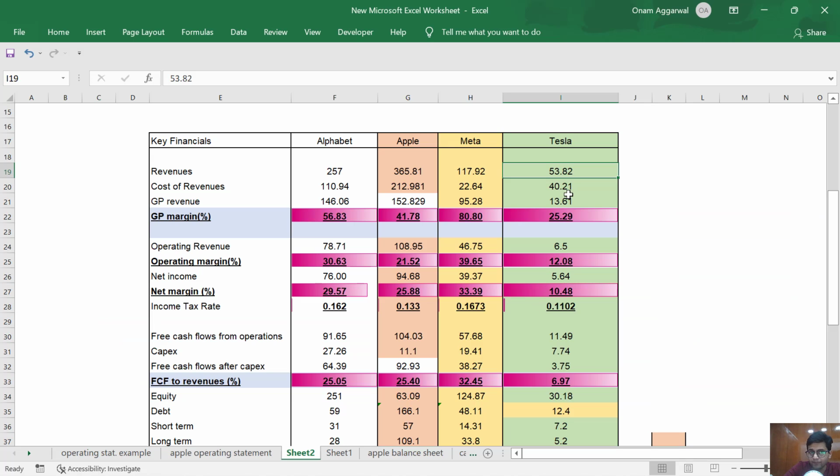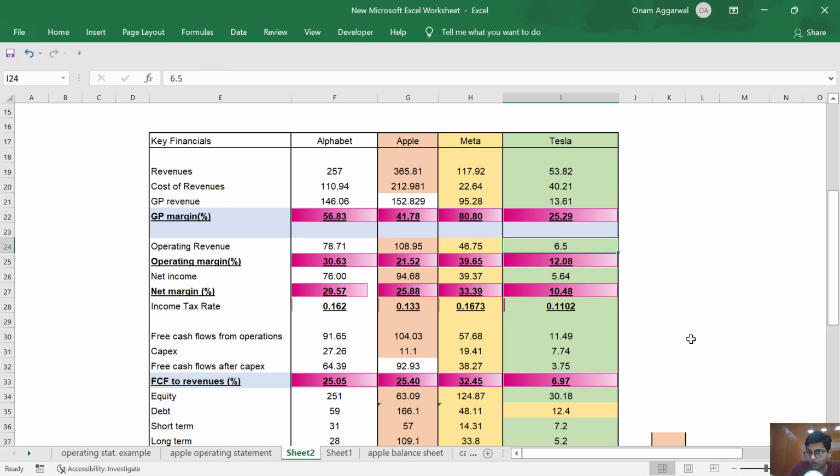All of these figures have been put here. Revenues, cost of revenues, gross profit, operating income. GP margin is the lowest of all of them, only 25%, because Tesla is making cars. And cars are very expensive to make as compared to, let's say, Facebook's advertising, or Apple advertising, or even small things like Apple iPhones. Cars are extremely expensive to make. Who knew, right? So GP margin is just 25%, lowest of all these stocks.